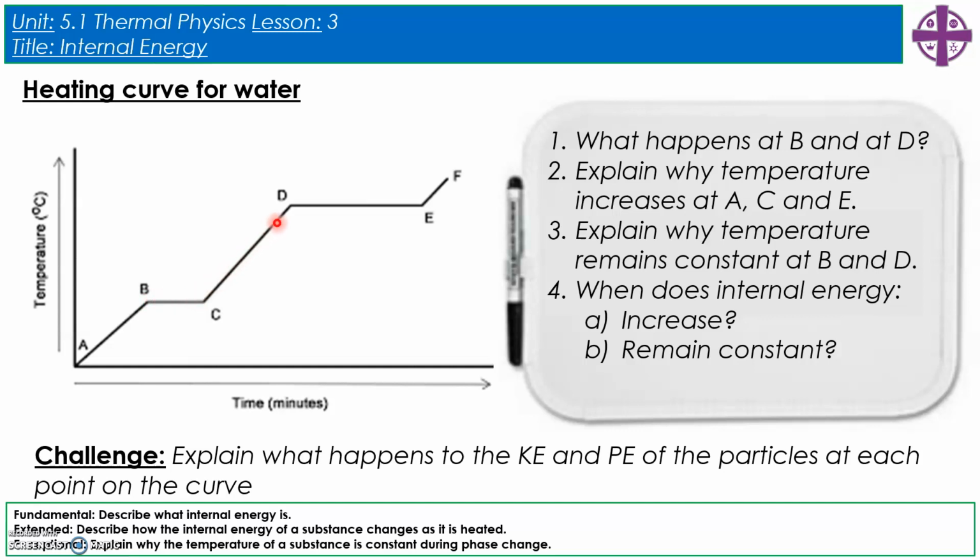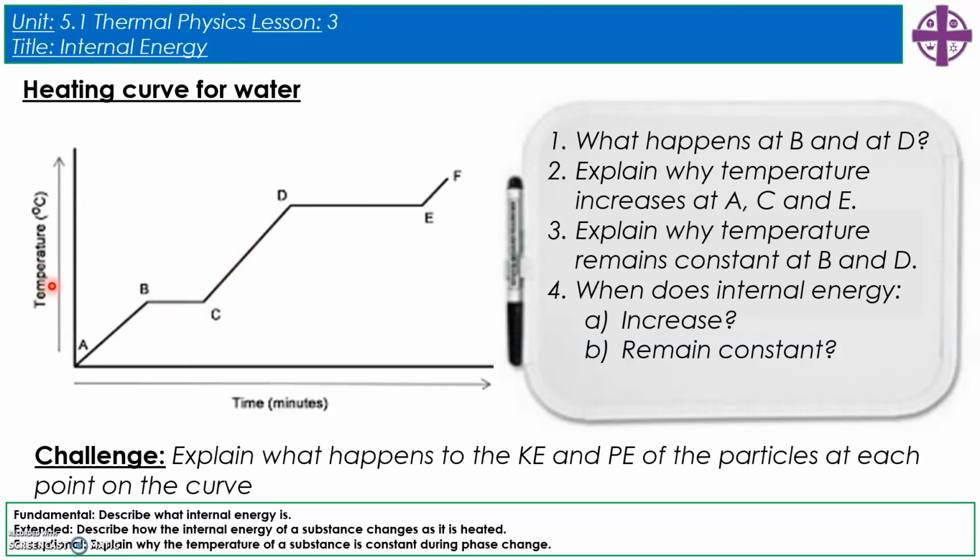Temperature then increases again, and then at D it stops increasing in temperature, and it stays at the same temperature, even though I'm still heating it, I'm still giving it energy. And then from E to F it starts to rise again. So what happens at B and at D? Well, at B and D, it changes state. At B, it goes from being a solid to a liquid. So from B to C here, it's changing state.